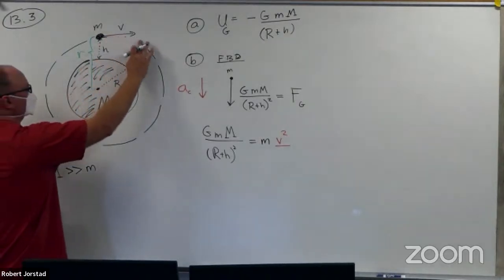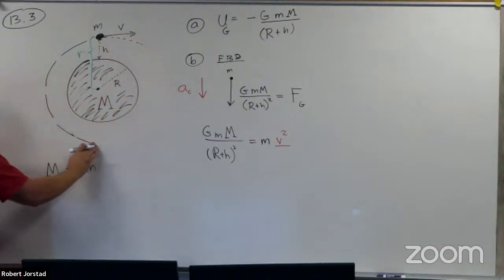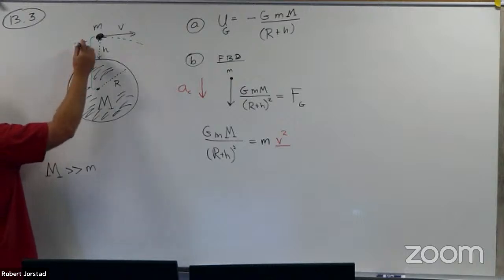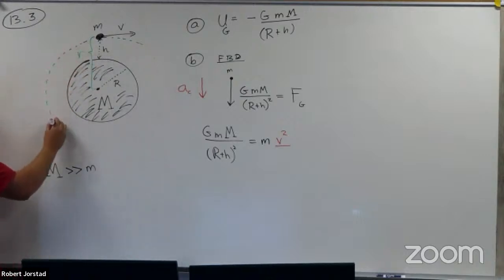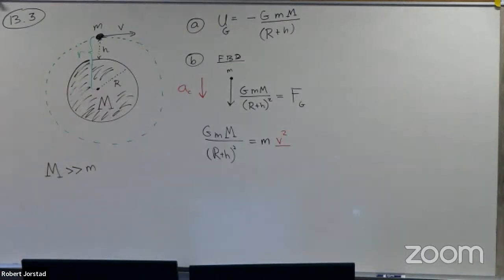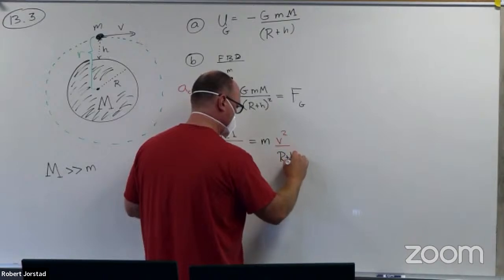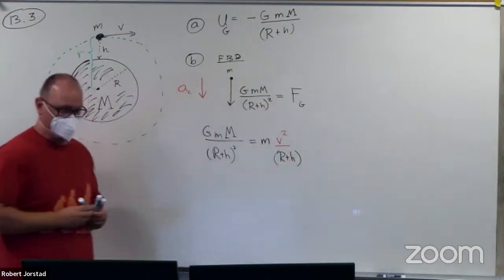Oh, so the altitude. It's not h. R plus h. R plus h. Do you agree the circular motion has radius capital R plus h? All right?